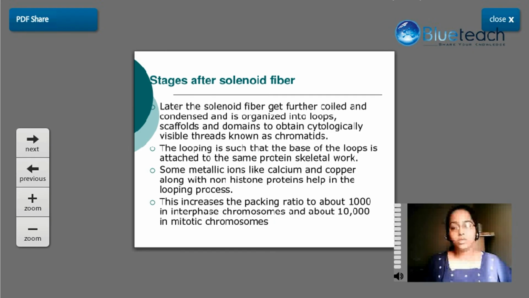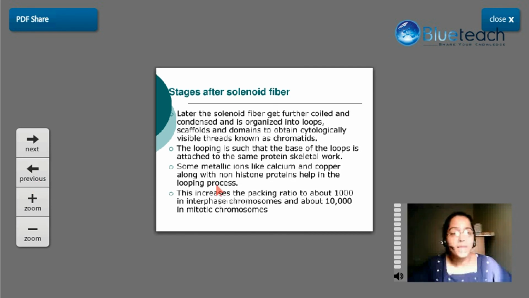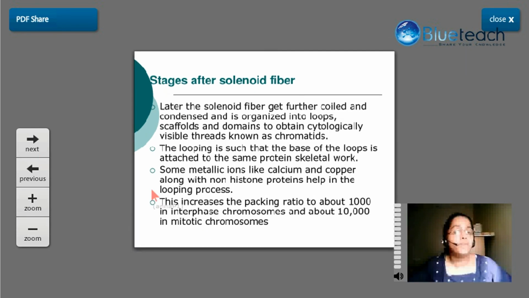So coming to the PPT, it gets further coiled and condensed and is organized into loops, scaffolds, and domains to obtain cytologically visible threads known as chromatids. The looping is such that the base of the loops are attached to the same protein skeletal work. Some metallic ions like calcium and copper, along with some non-histone proteins, help in the looping process. This increases the packing ratio to about 1000 in the interphase stage, that is during the preparatory stage, and to 10,000 in the mitotic chromosomes.